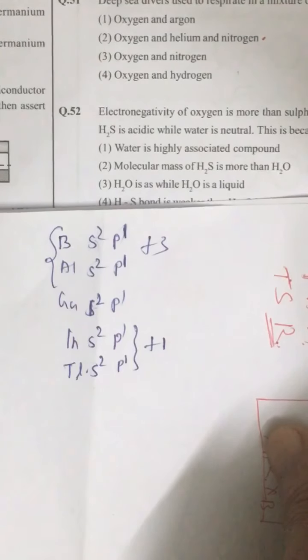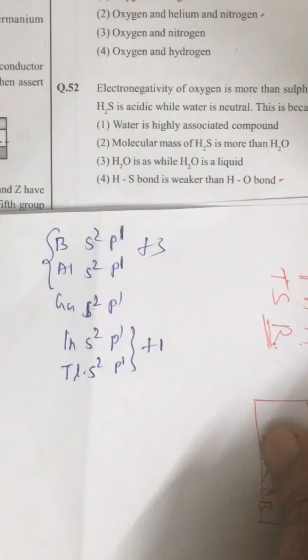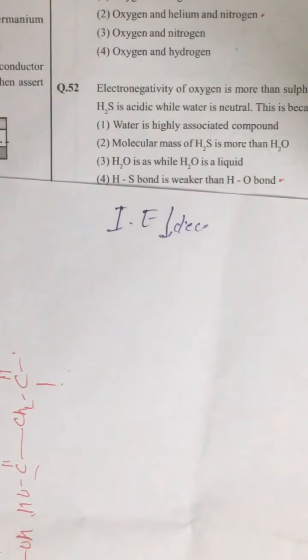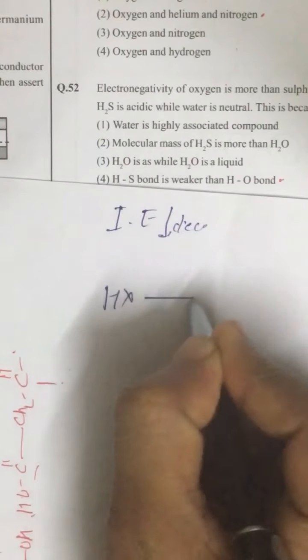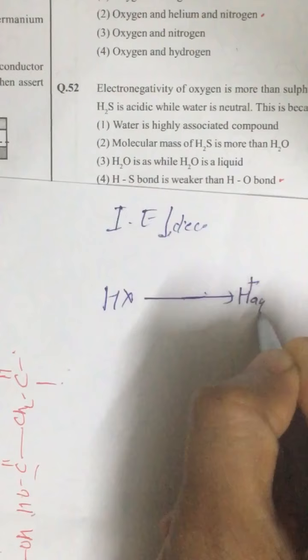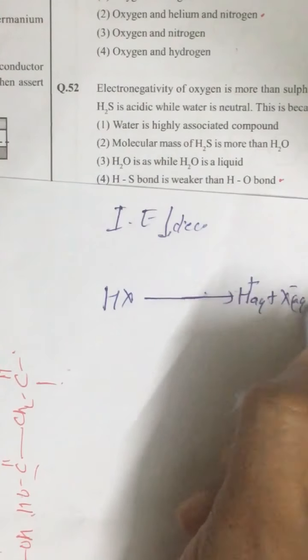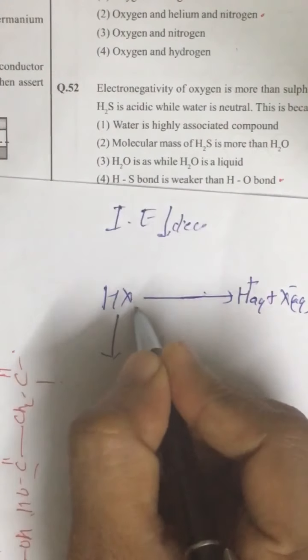Question number 52. Electronegativity of oxygen is more than sulfur, yet H2S is acidic while water is neutral. See, the acidic strength depends on many factors. Like in hydrogen halides, the ease with which it releases H+ (aq) and X- (aq) is the measure of acidic strength. Now it consists of so many factors.